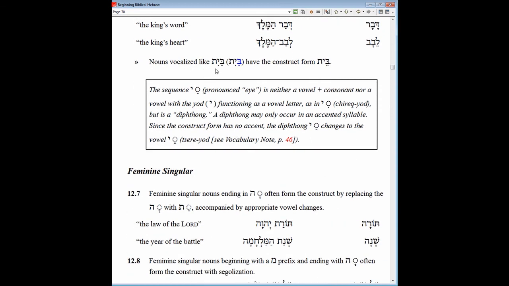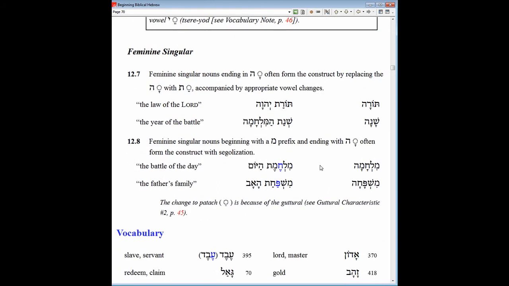Nouns vocalized like bayit have the construct form beit. Okay, this one, put this on your little short list because you could confuse this later on with a preposition. But know that we have a little change here to the i. And so that one you just sort of need to remember. But again, if this is followed by another noun, think construct. Think construct every time you get two nouns juxtaposed to each other. Think construct relationship. Now here are some better telltale signs.